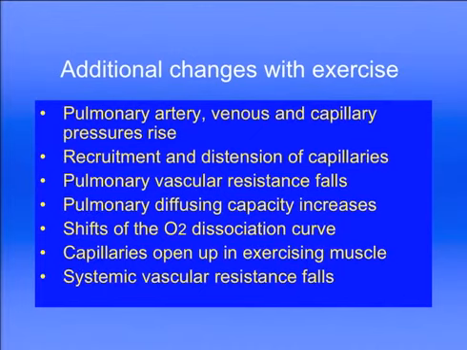That increased pressure in the pulmonary circulation means that the capillaries are exposed to increased pressure. There is recruitment and distension of the capillaries. Pulmonary vascular resistance falls. The diffusing capacity of the lung increases for two reasons. One is that the area of the blood-gas barrier increases with recruitment and distension of the capillaries, and also the volume of blood in the pulmonary capillaries increases.